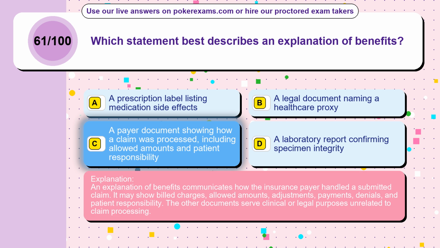An explanation of benefits communicates how the insurance payer handled a submitted claim. It may show billed charges, allowed amounts, adjustments, payments, denials, and patient responsibility. The other documents serve clinical or legal purposes unrelated to claim processing.